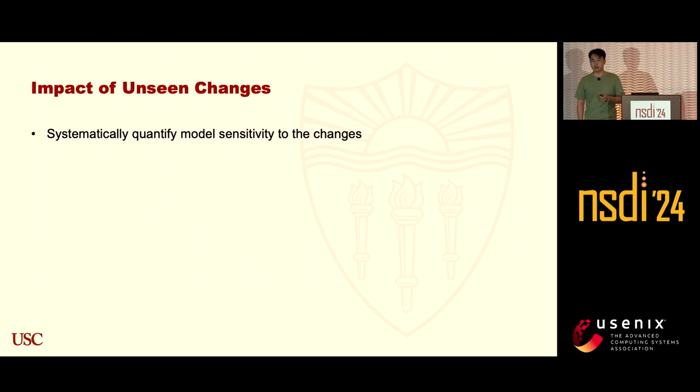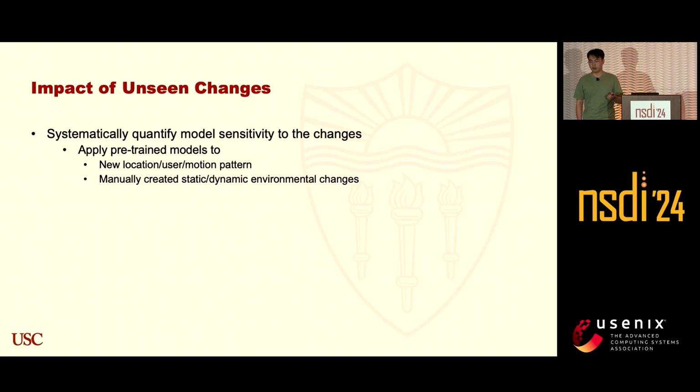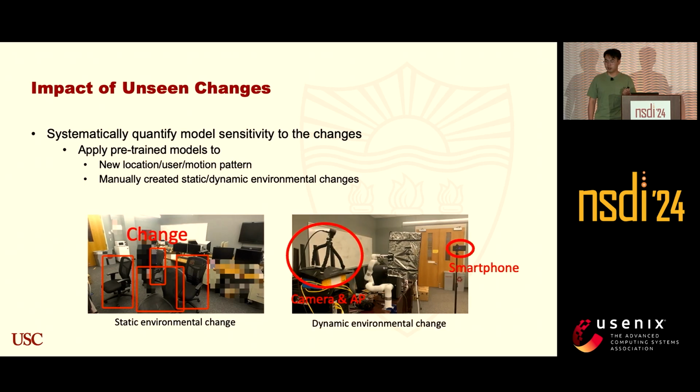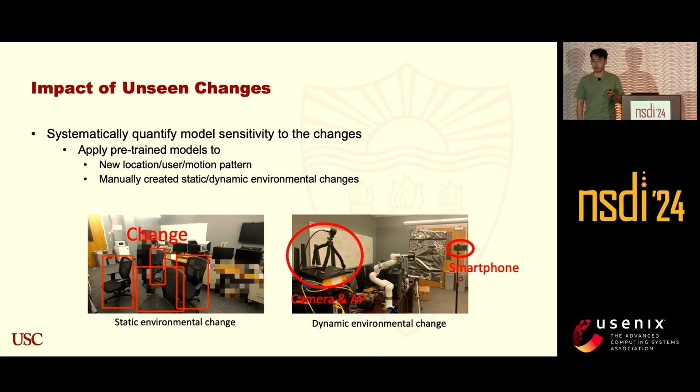So we systematically quantify the model sensitivities to the change. So basically, we use a pre-trained model to predict the data from a new location, a new user, or a new motion pattern. And we also manually create some static environmental change. For example, we put some chairs in the space, and we also manually create some dynamic environmental change. For example, here, we use the Roboticon to periodically inject an aluminum box within the line of sight between the access point and the smartphone.